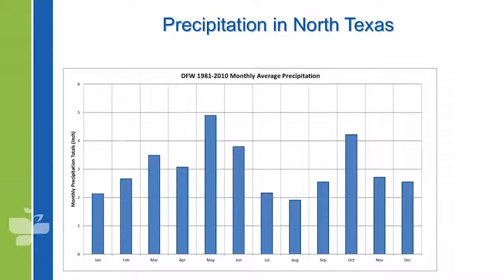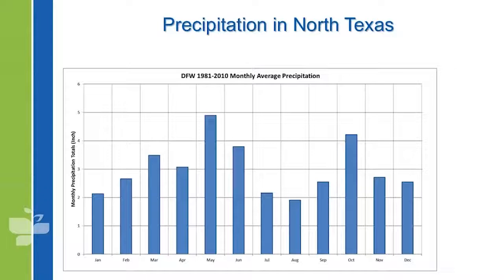So we get most of our precipitation in the spring and then also again in the fall, and it may come as a surprise to some people that October is actually the second wettest month for us, right behind May, and it's because of these strong frontal systems that could come through. That's where most of our precipitation comes from, from frontal systems and convection systems. So when it rains, it rains a lot.